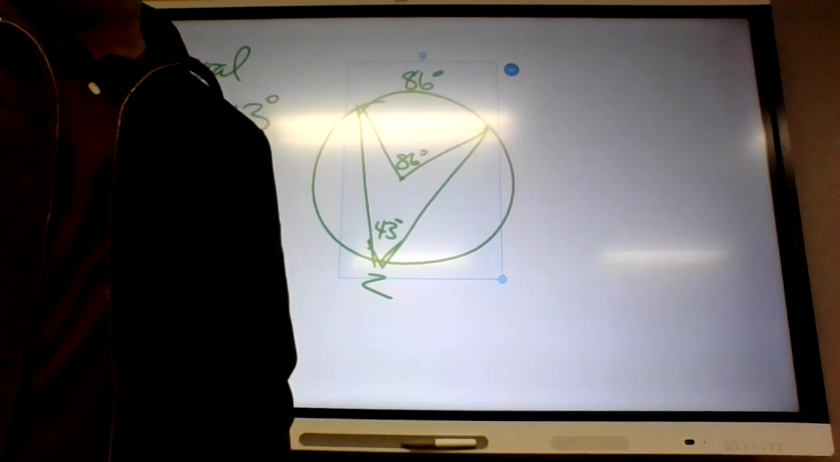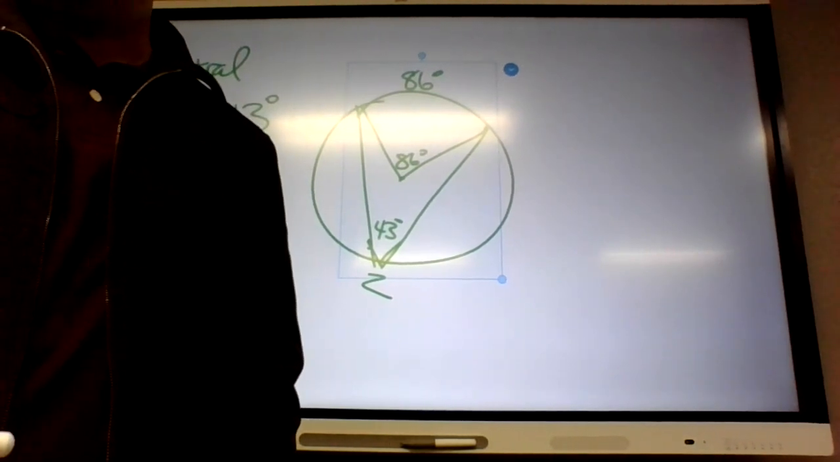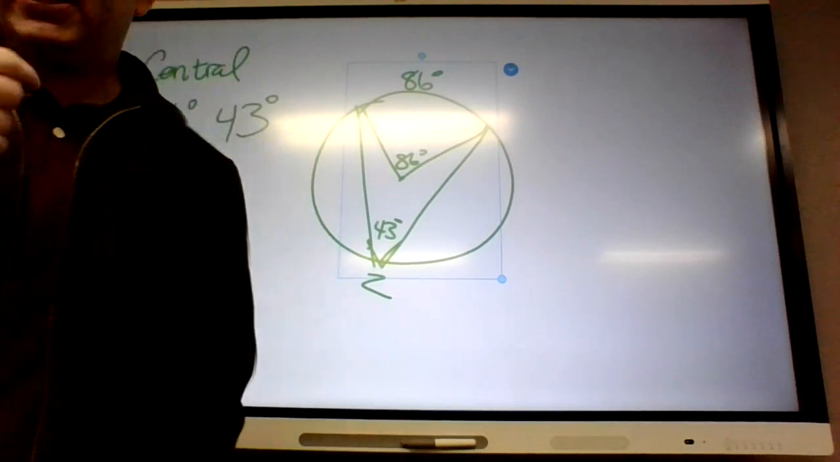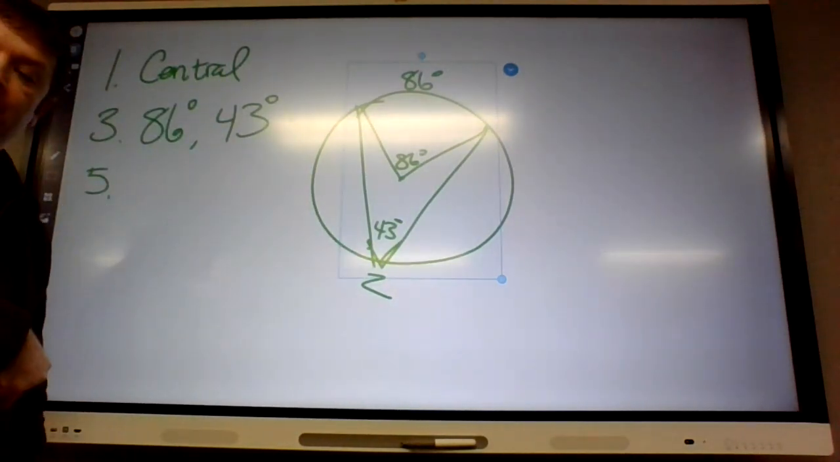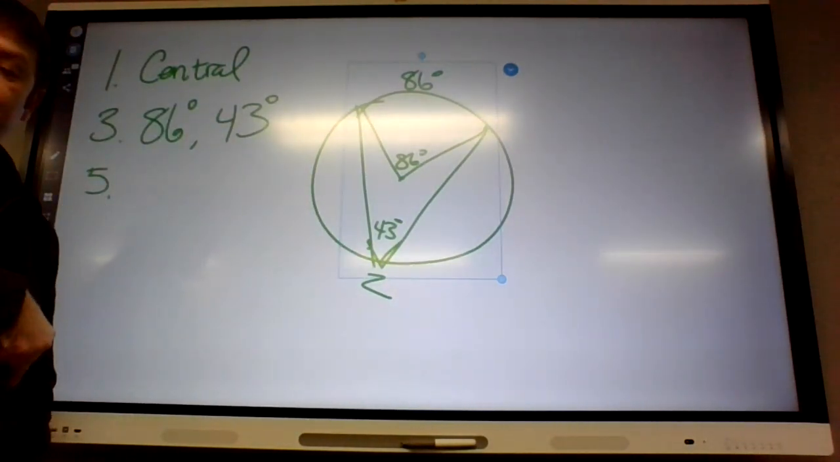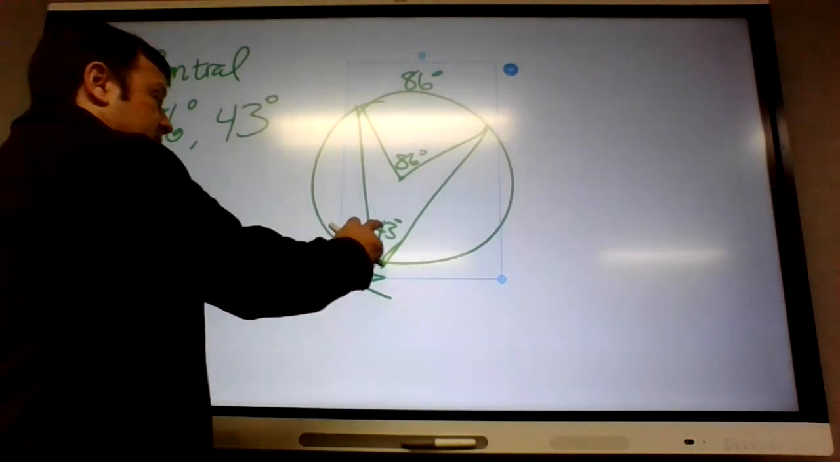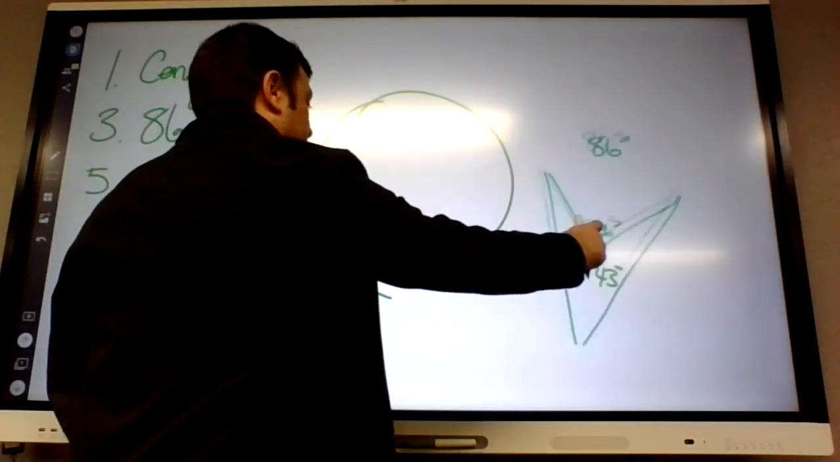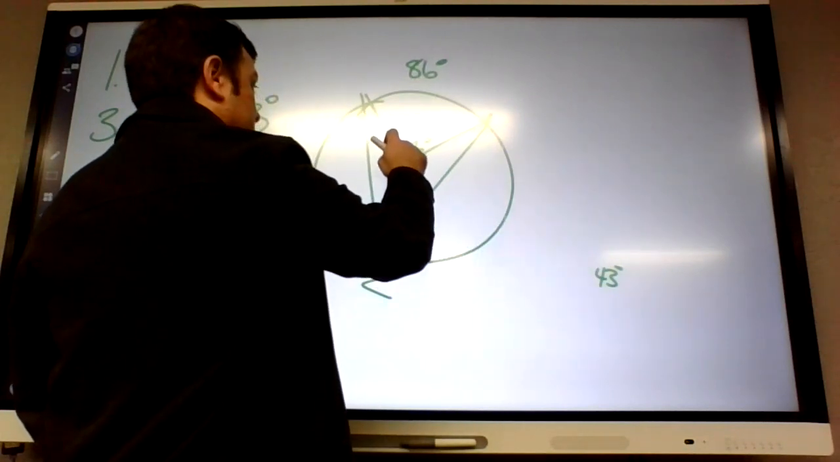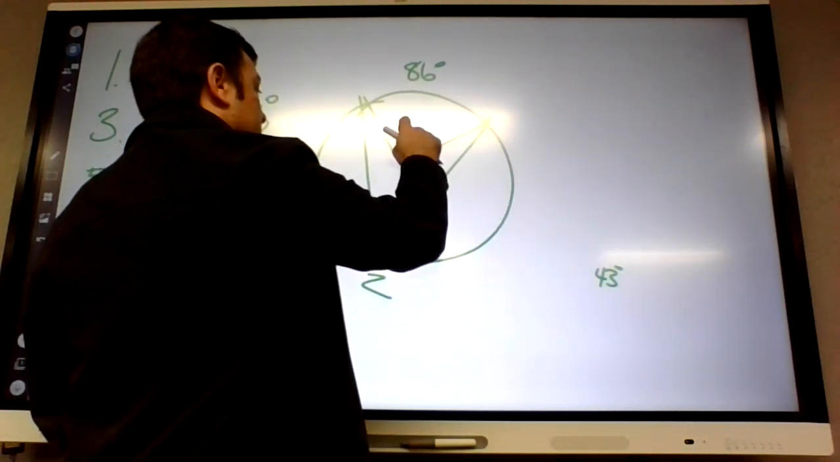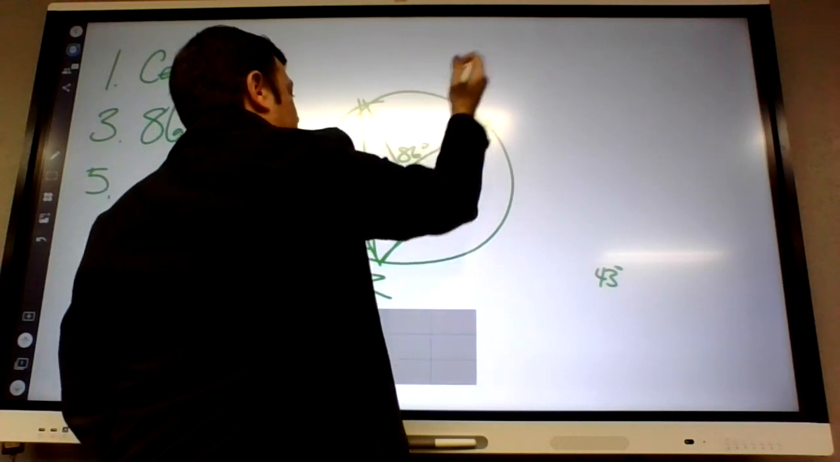Number 5, find the measurement of arc XY. So we're kind of going backwards. On 3, they gave us the arc and we said, so the angle must be this. This time we know the angle and we gotta say, so the arc is this. So it's the opposite. It's all connected, okay.